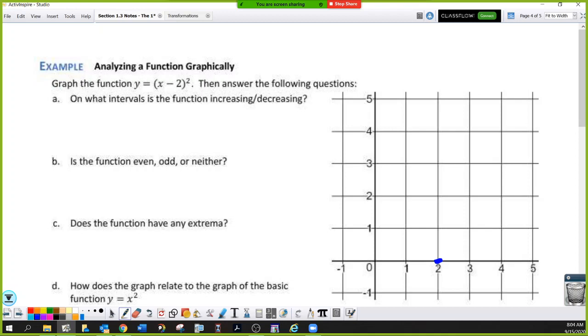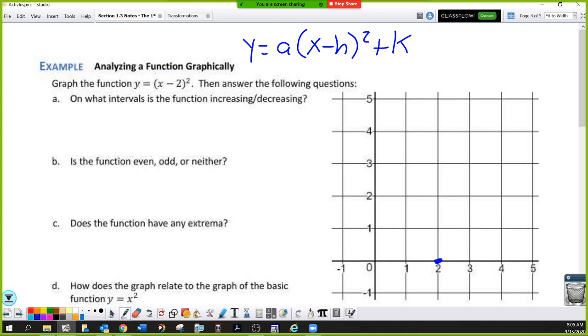Just in case, because we haven't done it: the vertex form of a quadratic has the vertex at h, k, where h is whatever makes the inside equal 0, comma, the number that's been added or subtracted to the far right. That puts us at 2, 0.